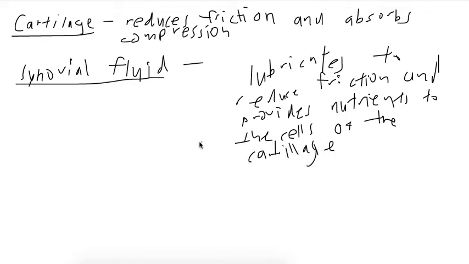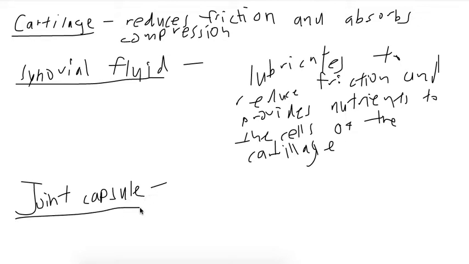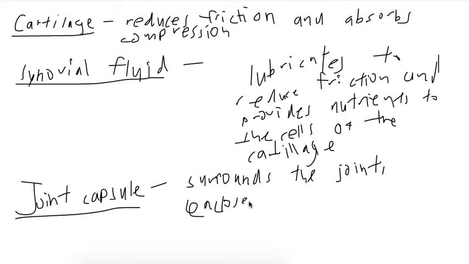The next term is a joint capsule. And this surrounds the joint, as it's suggested by the name. It encloses the synovial cavity and the connecting bones.